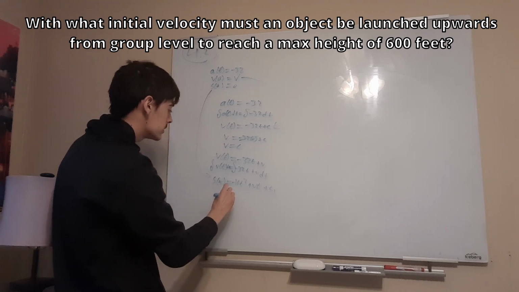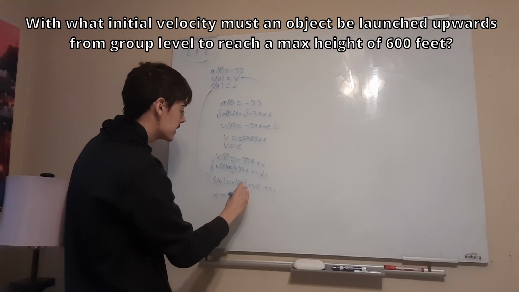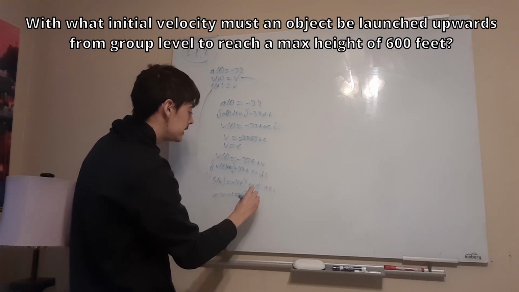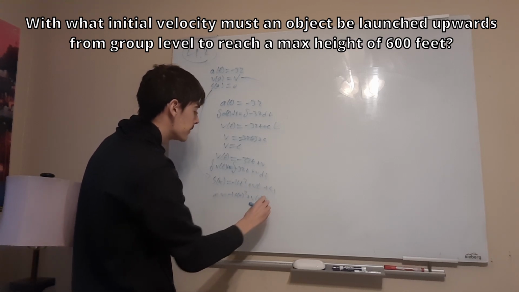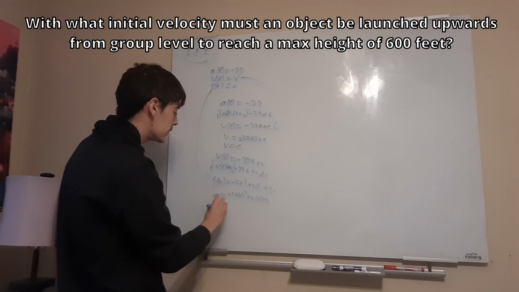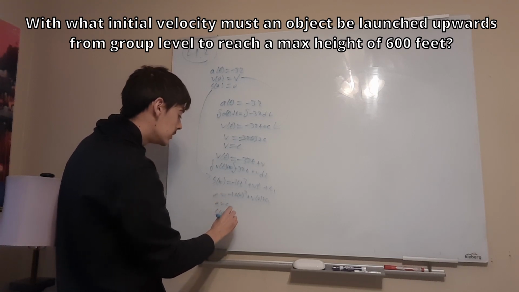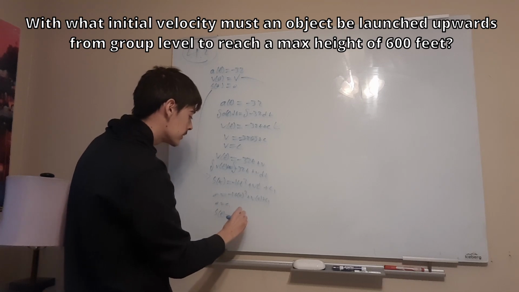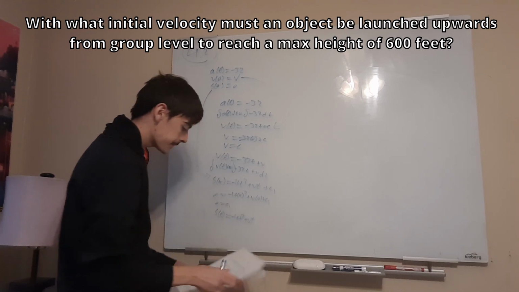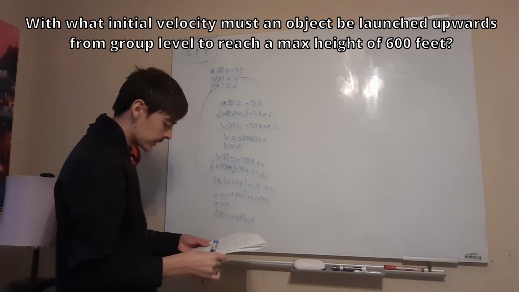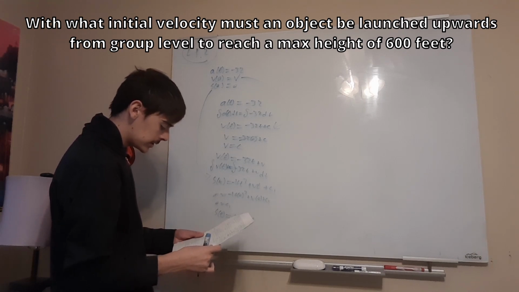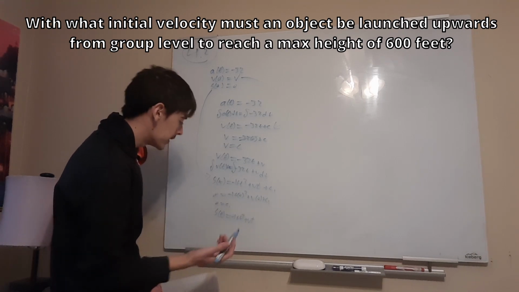Now we can plug in our s of 0 equals 0, and that will give us 0 equals negative 16 times 0 squared plus v times 0 plus c1. And that will give us that 0 equals c1, otherwise known as s of t is equal to negative 16t squared plus vt.